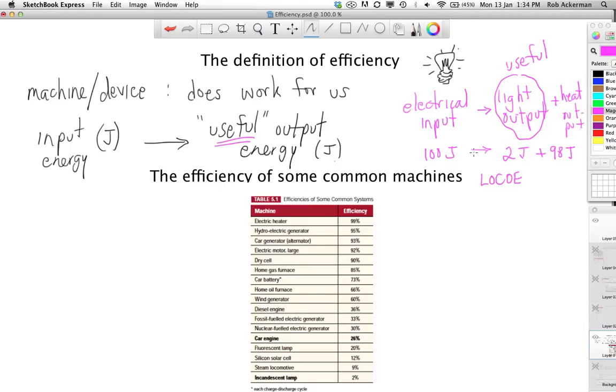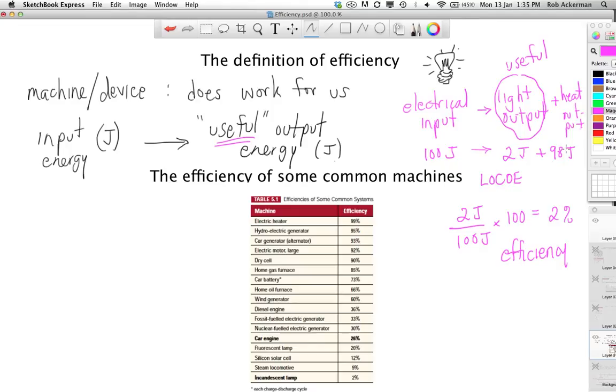And so what can we say about this? Well, if we take the 2 joules that we actually want to use and divide it by the 100 joules input, and we multiply by 100, we get the unhappy number of 2%. And this is what we call the efficiency of this machine that is called a light bulb, that is designed to light our homes. Obviously, it's going to take a lot of input energy to get the useful output energy you want. That's reflected in this low efficiency number.